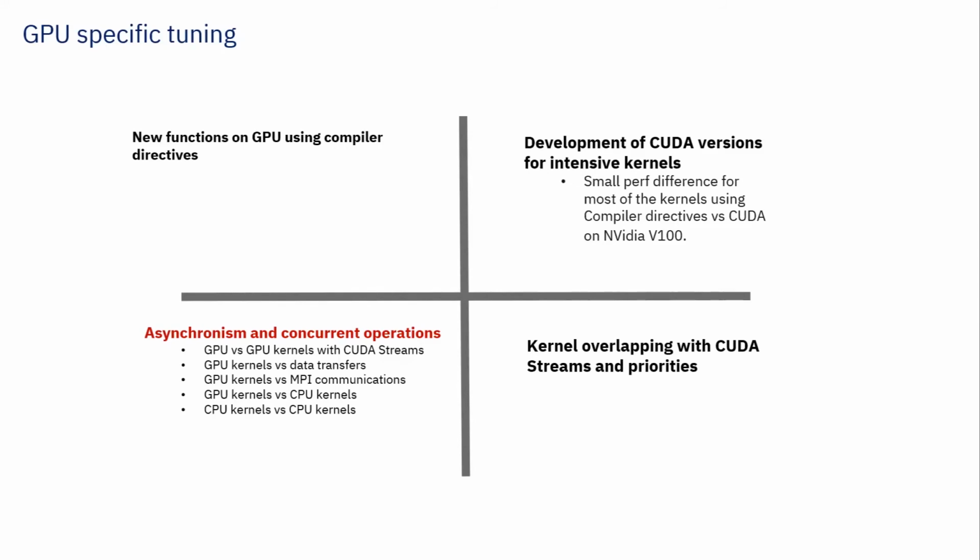And then there were some GPU-specific tunings. So new functions on GPU were moved first with OpenACC. And we also put additional CUDA optimization. So that's something that is working well on NVIDIA devices. So you put OpenACC directives, but also CUDA functions to fully optimize your code. And then, of course, the asynchronism that we talked about a lot.